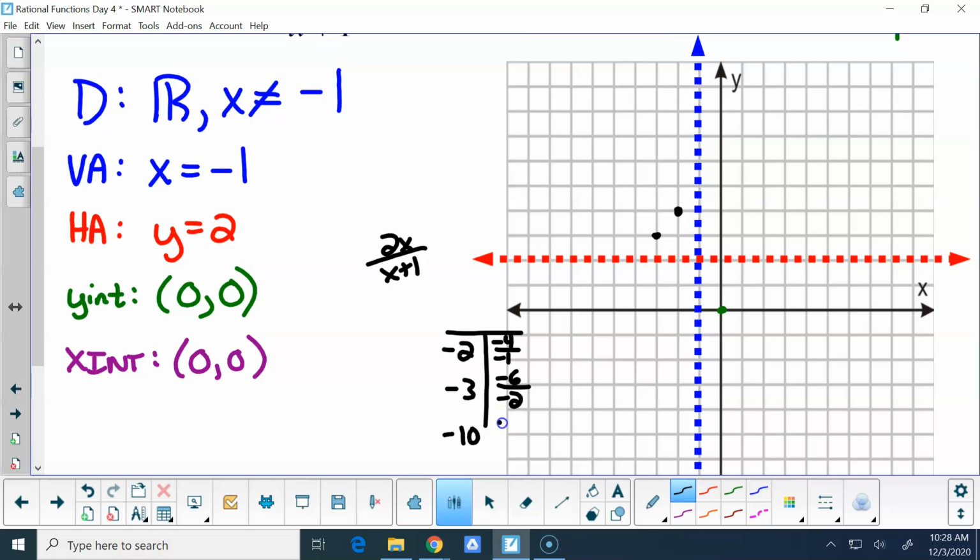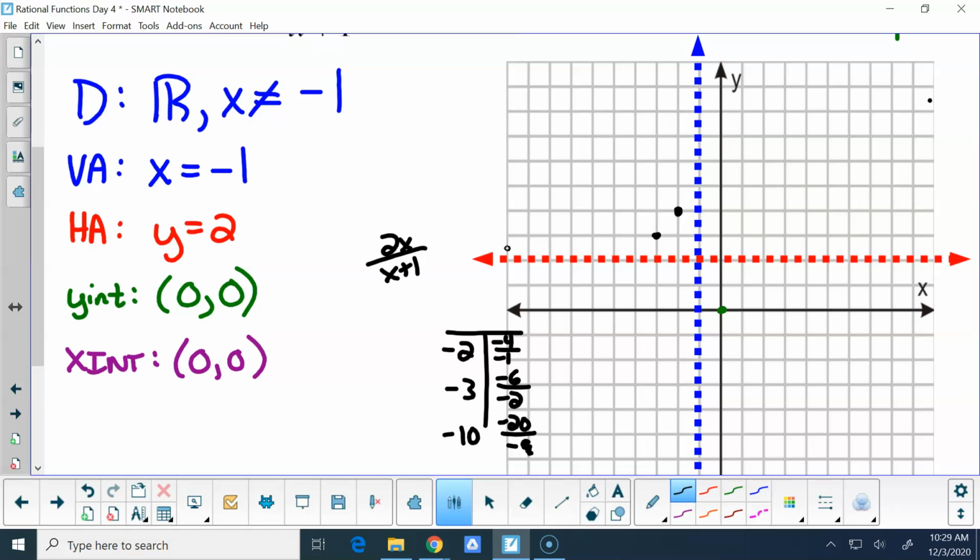Negative 10 times 2 is negative 20. Negative 10 plus 1 is negative 9. Negative 20 divided by negative 9 is positive 2.2. So we're there.